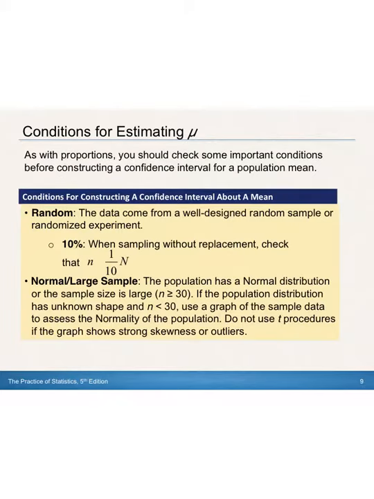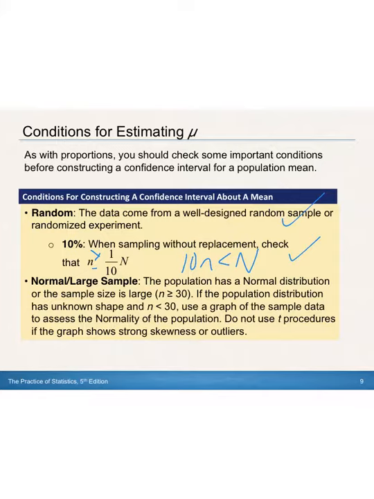So before we can make a confidence interval for population means, we have to check some of the same things we check for a proportion. It has to be random. If it's not a well-designed random sample or a randomized experiment, we cannot calculate a confidence interval. If the sample is greater than 1/10 of the population, or as we've been talking about it, 10 times the n, the n has to be less than the big N.